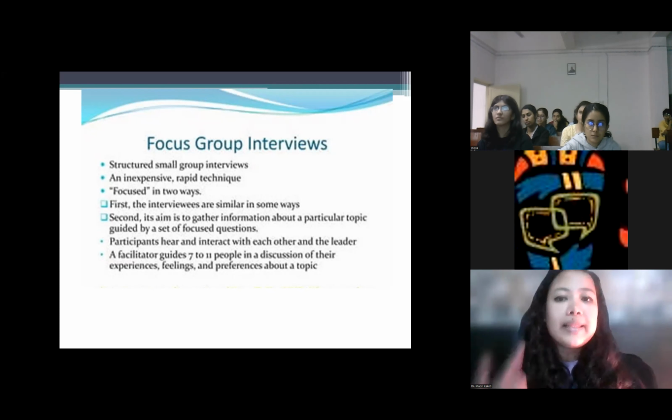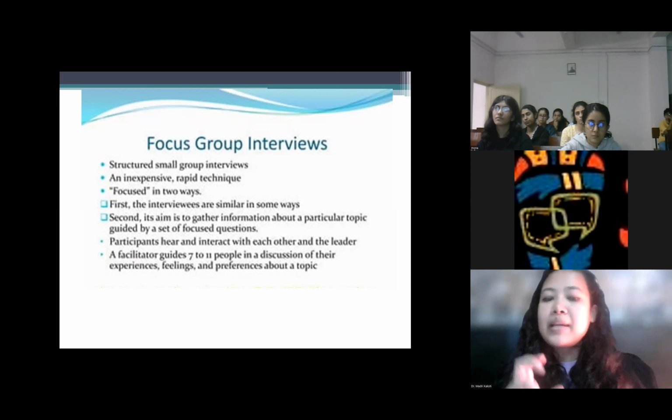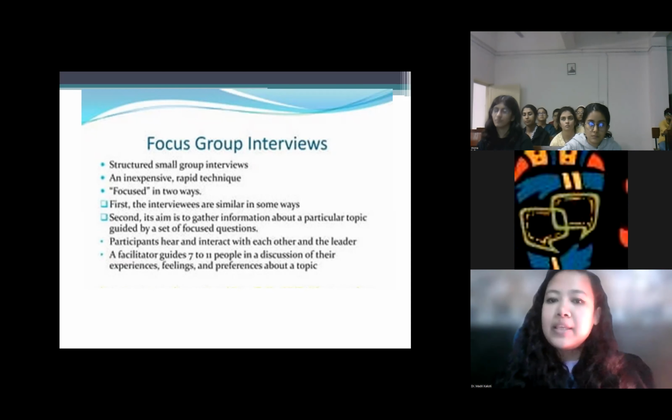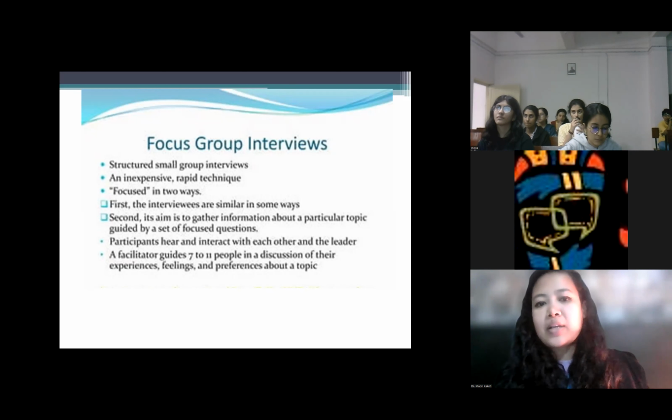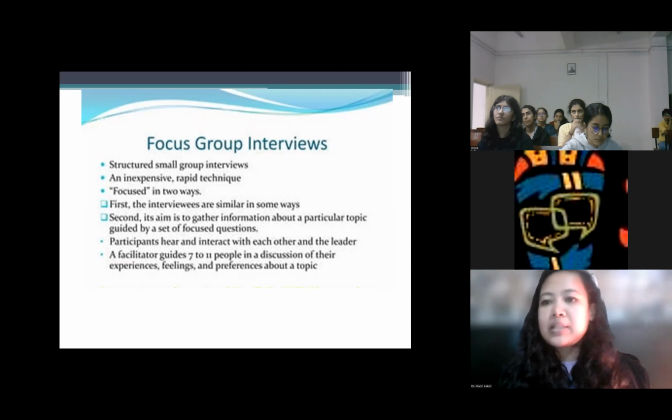Alright, then second, its aim is to gather information about a particular topic guided by a set of focus, like your Swadesh word list. All right. Participants hear and interact with each other and the leader. A facilitator guides 7 to 11 people in a discussion of their experiences, feelings, and preferences.